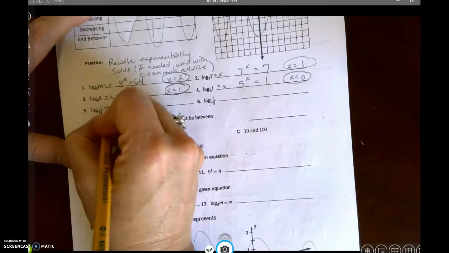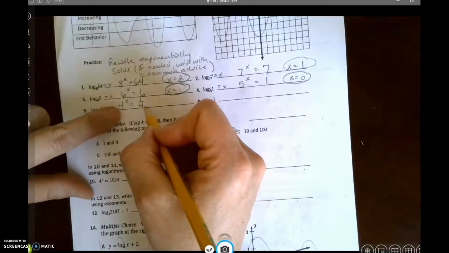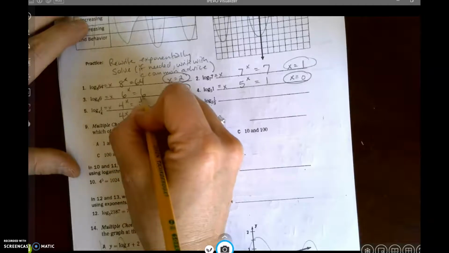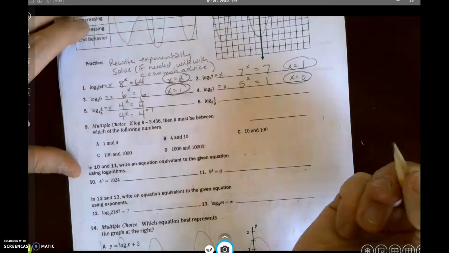Okay, 4 to the x equals 1/4. Well, I need to move that 4 up into the numerator, so 4 to the x equals 4. Because I'm crossing the line, it becomes a -1. And as you can see, these have the same base, so simply x equals -1.